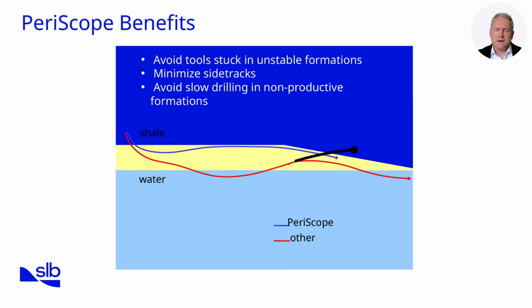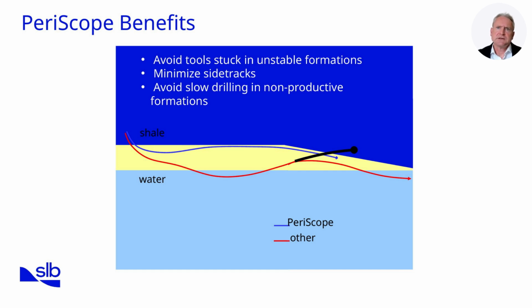Periscope also minimizes the risk of unnecessary sidetracks. Traditional geosteering methods often require corrections once a boundary has already been crossed. With periscope's proactive detection, trajectory changes are made early, avoiding costly course corrections.